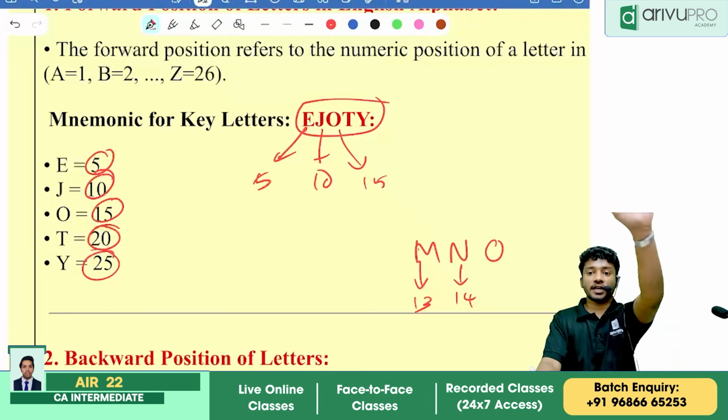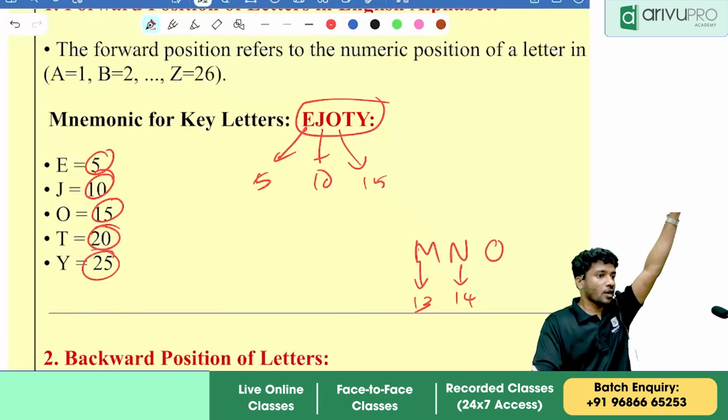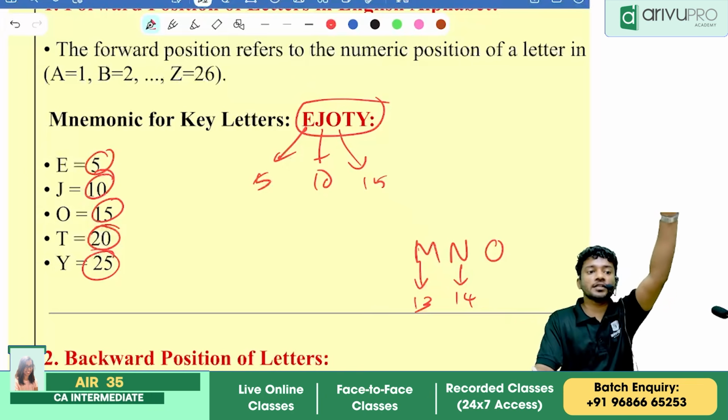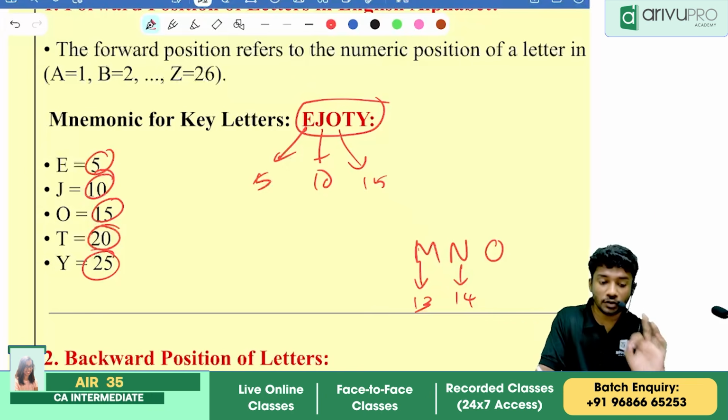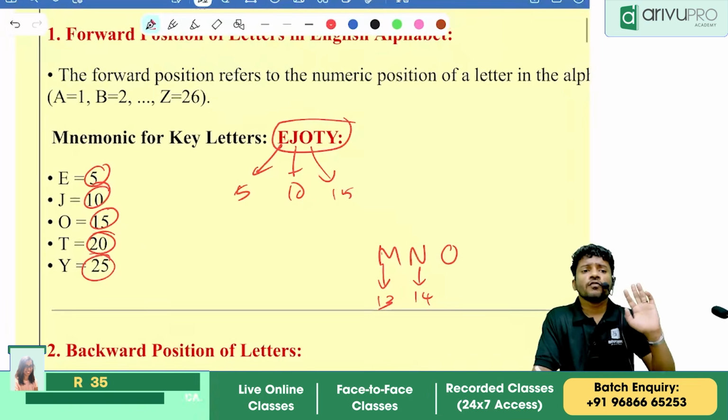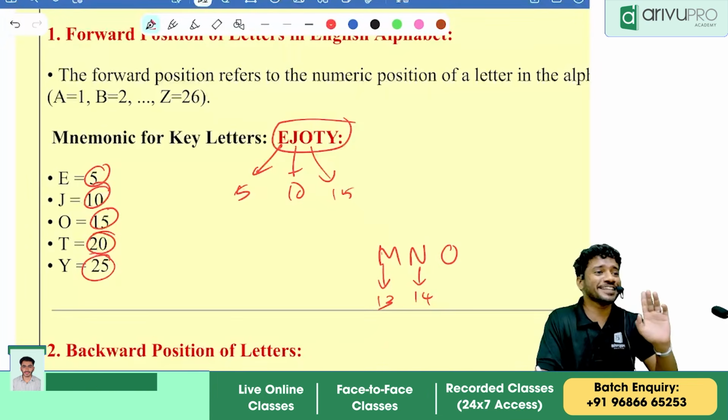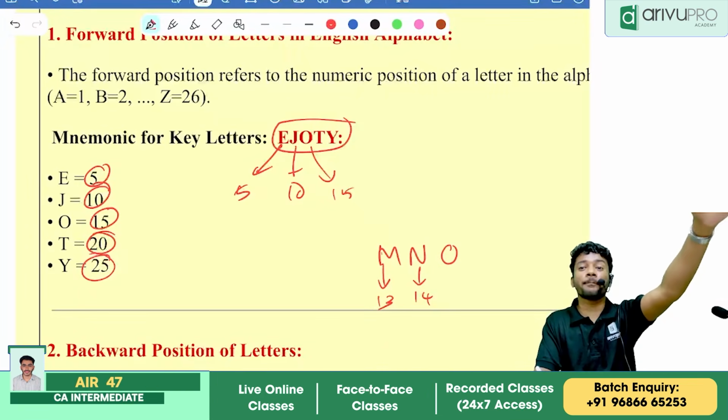E means 5. J means 10. O means 50. T means 20. Y means 25. Ijoti. Remember Ijoti. Okay. Now, not joke here, not Ijoti. Okay. Yes. Now we need to remember the opposite position.